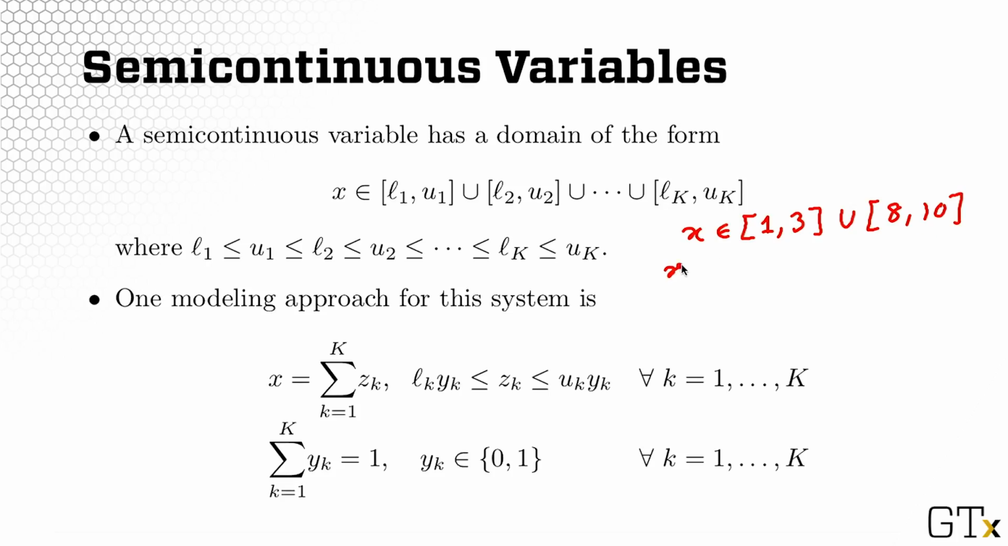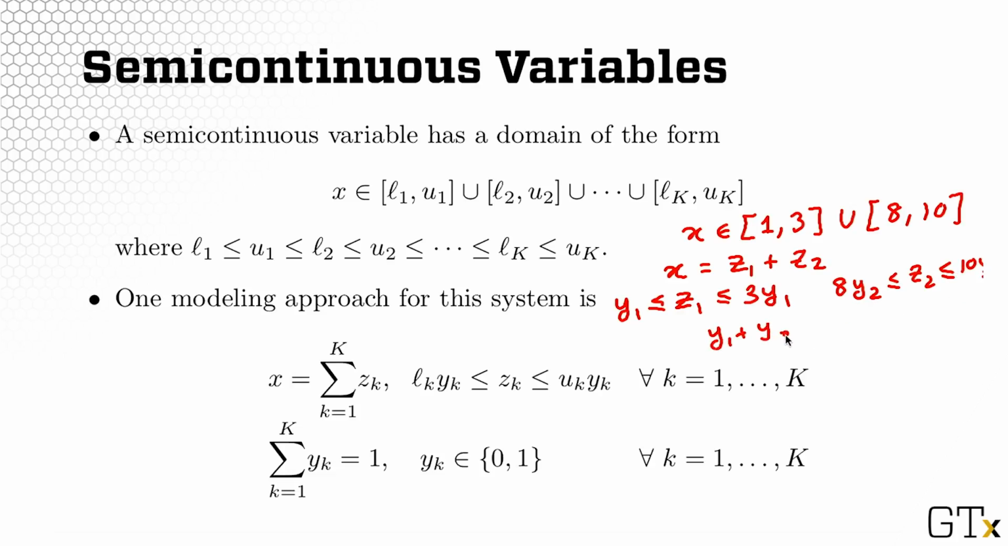So I can write x as a number that is the sum of z1 and z2, where z1 is a number between y1 and 3 times y1, and z2 is between 8 times y2 and 10 times y2. We also add the constraint that y1 plus y2 is equal to 1, and both y1 and y2 are binary variables, right? So exactly one of them will be 1, and the one that is 1 is going to turn on the corresponding z variable. The other z variable will be set to 0, and it will model correctly what we are intending to model, which is that x is the union of these two intervals.